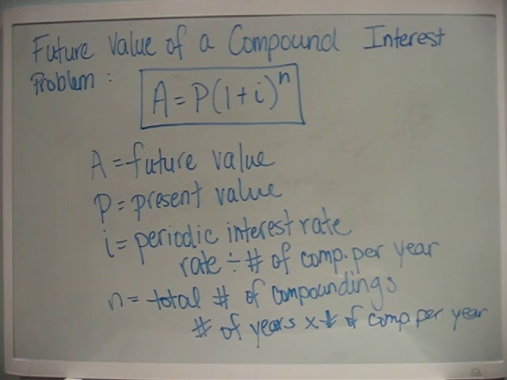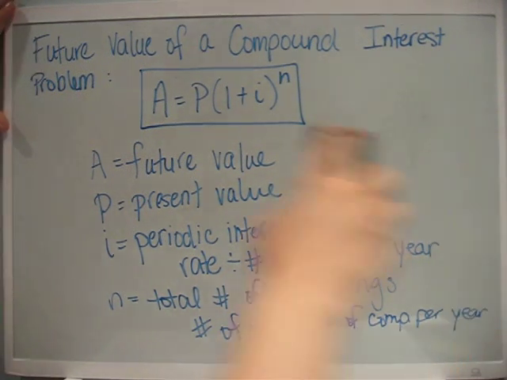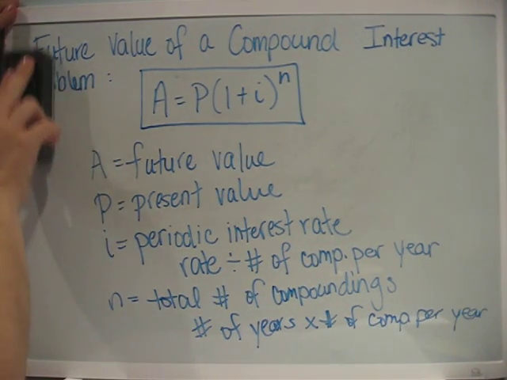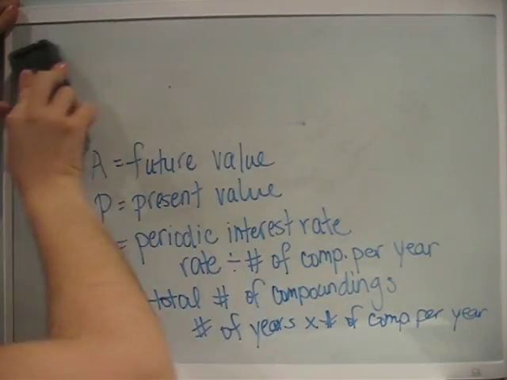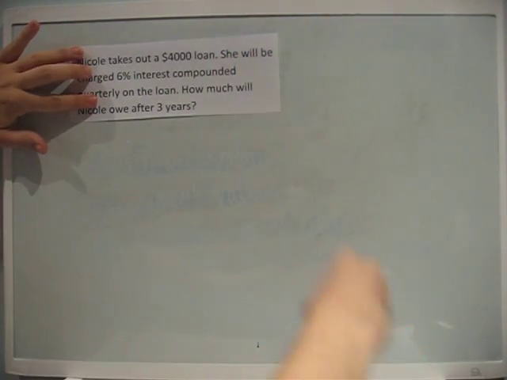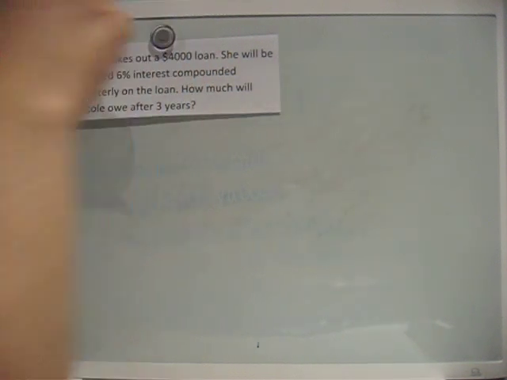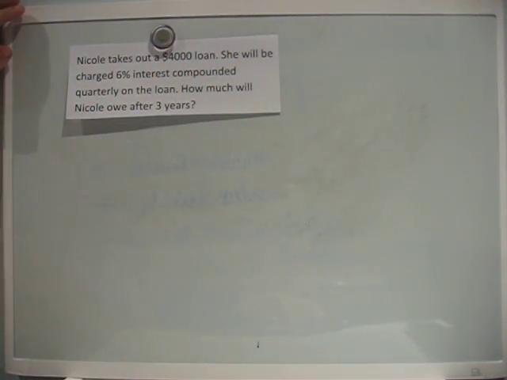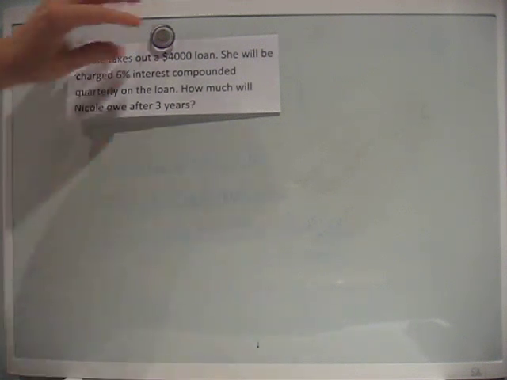So I'd like to try an example of this now. And we'll try this example. Nicole takes out a $4,000 loan. She will be charged 6% interest compounded quarterly on the loan. How much will Nicole owe after 3 years?